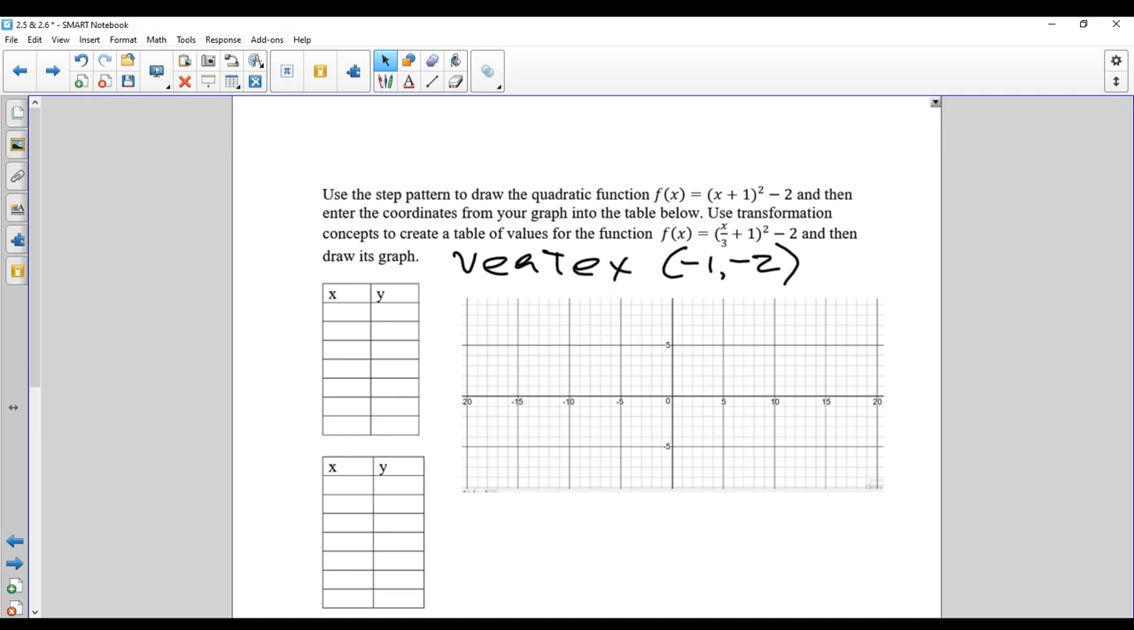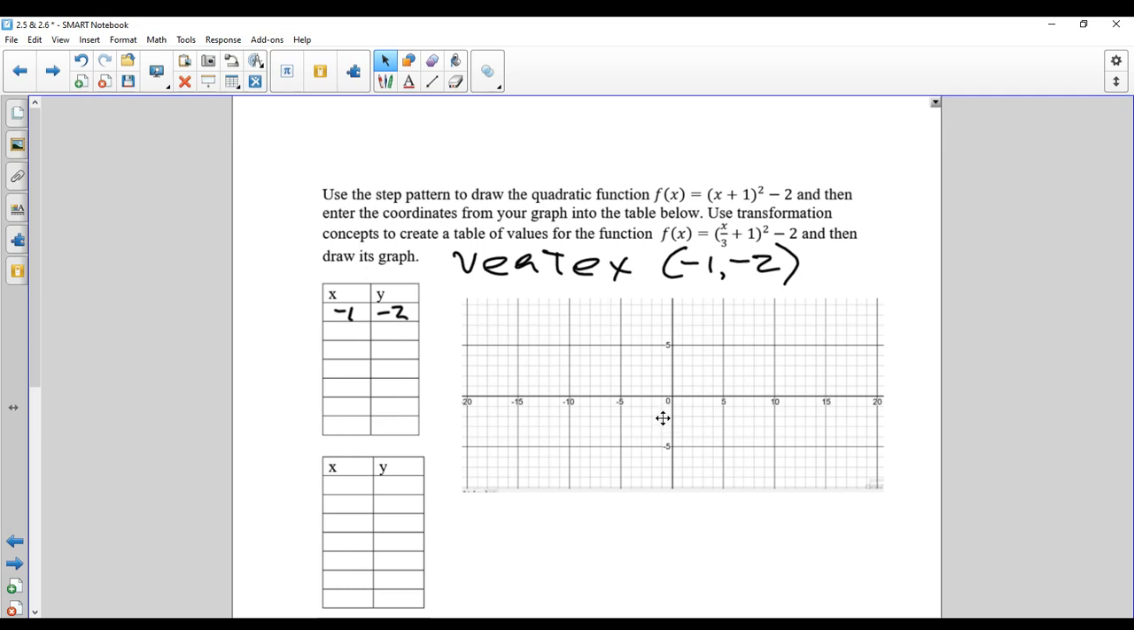So I'm going to go ahead and put that on my chart. And in fact, since I know that that is one of the points on the graph, I'm going to put that in my table of values as well. All right? Is everybody clear on why -1, -2 is the vertex, based on the vertex form? Okay, perfect. I looked at your handout, and I know the grid is not very clear. So just try your best, okay? But I'm going to put that point in the original, -1, -2.